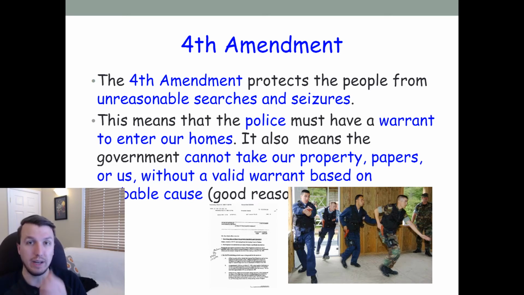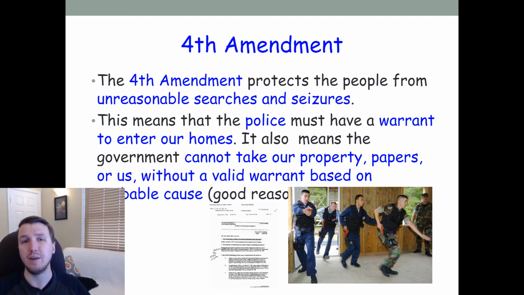Also, it means that if the government is searching your home, they can't take your property without reason or warrant. They can't just walk in and take your TV and say they need it for police business. They have to have reasoning behind it. They cannot just take things from you. And getting a warrant isn't as easy as it seems. There has to be reasonable cause for the police to come take your items. Again, it's a pretty straightforward one.